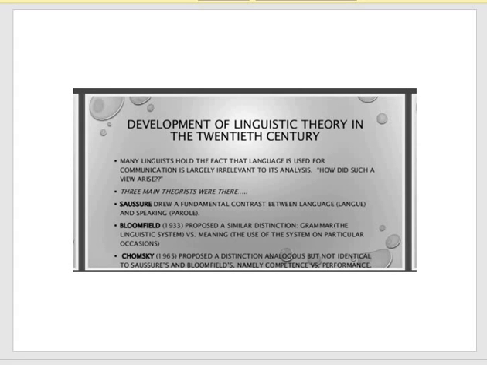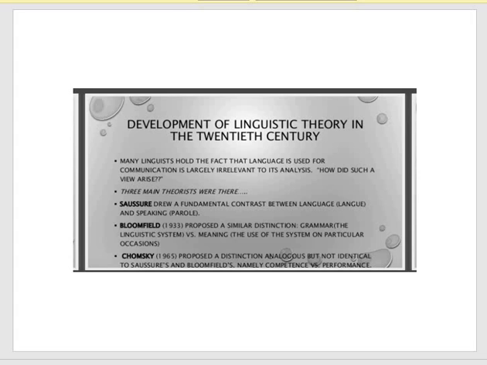And next is the development of linguistic theory in the 20th century. Many linguists hold that the fact that language is used for communication is largely relevant to its analysis. How did such a view arise? Three main theorists were there.